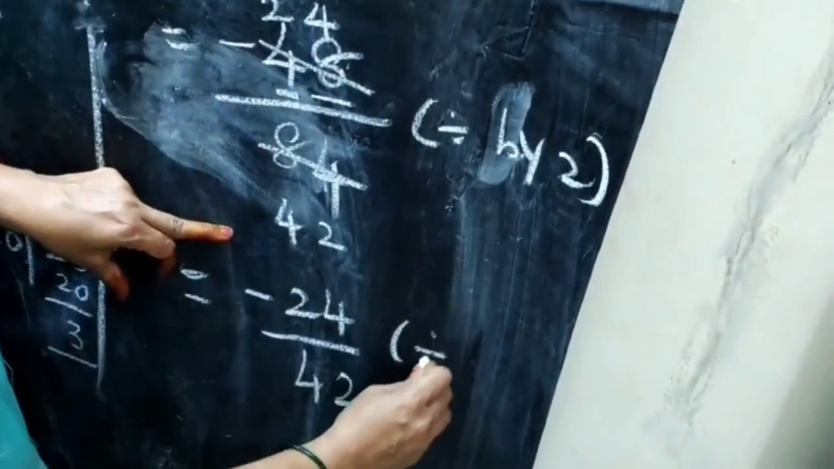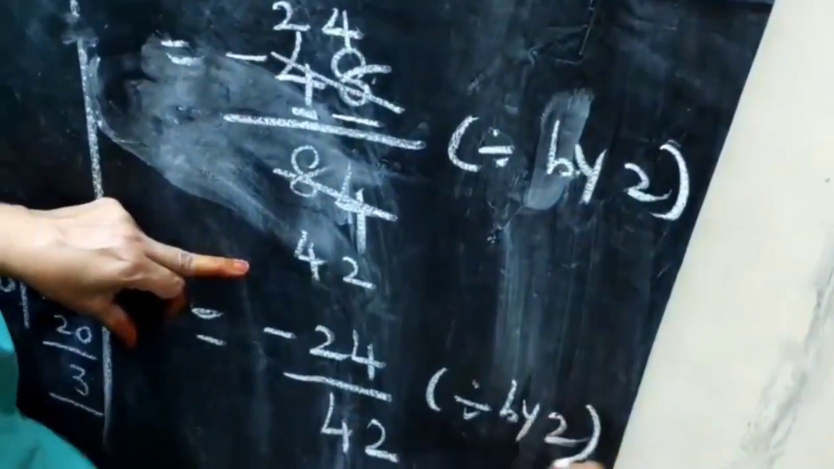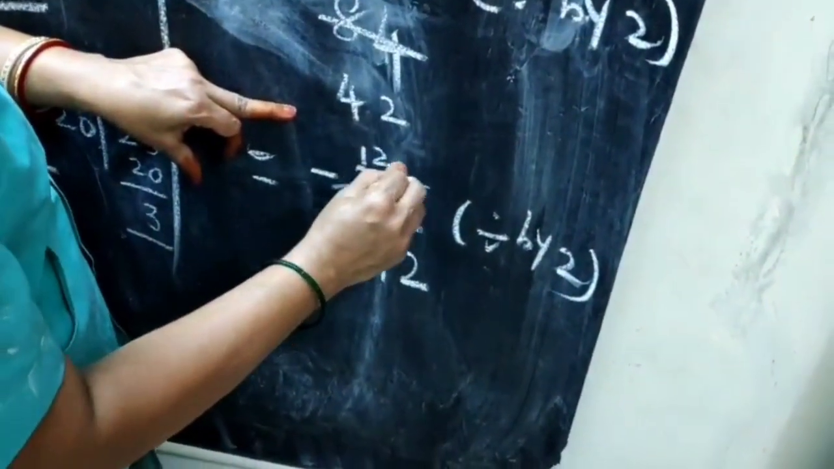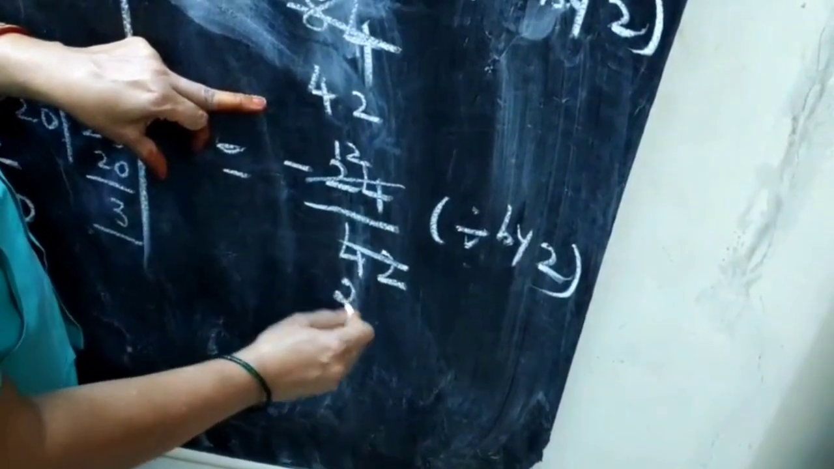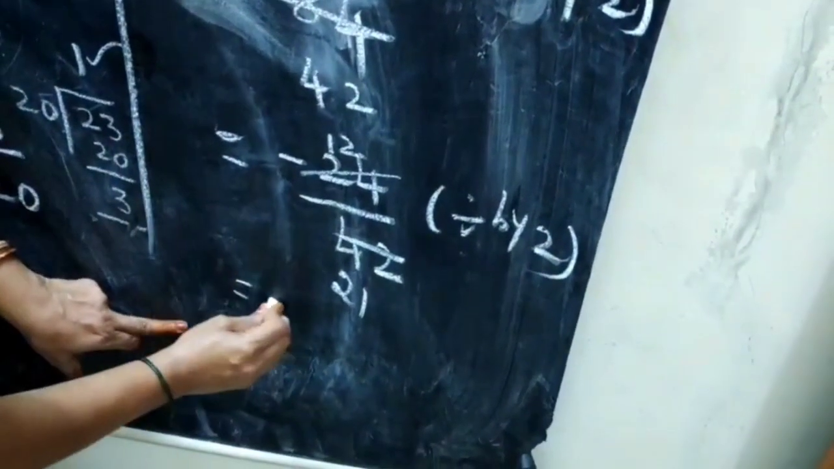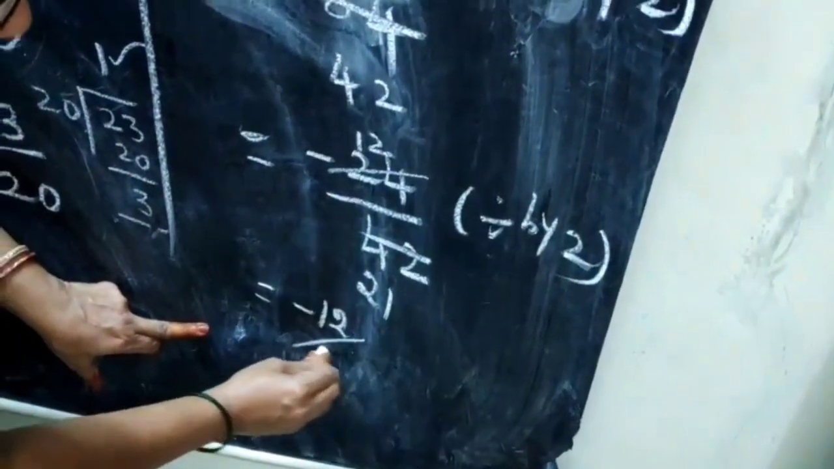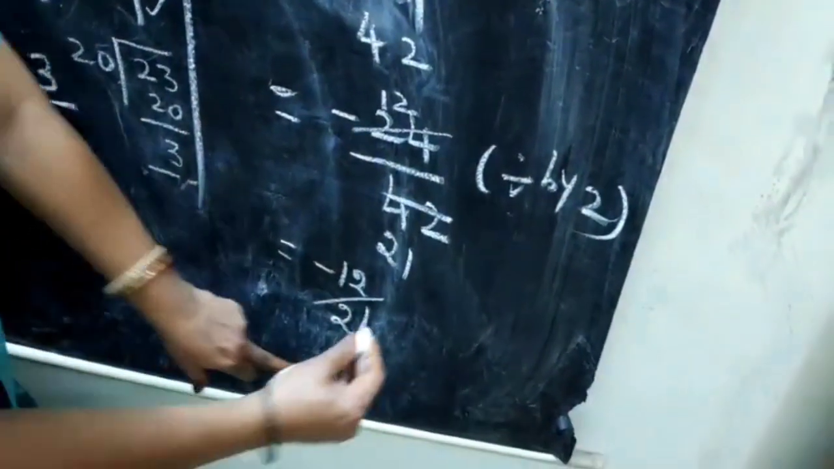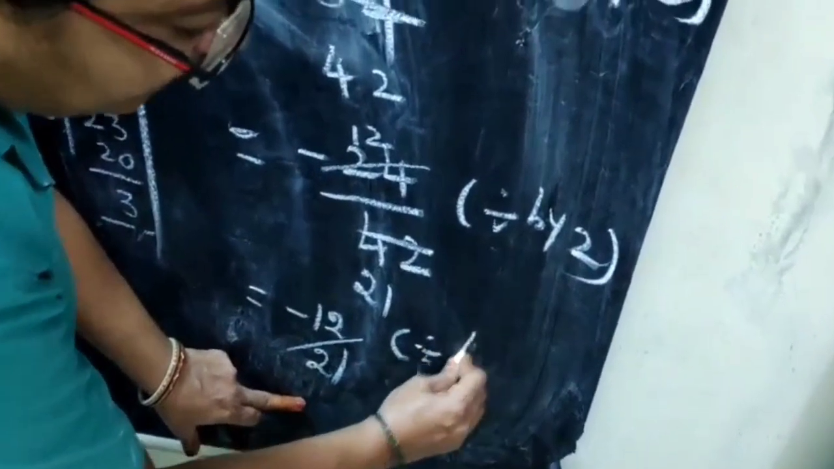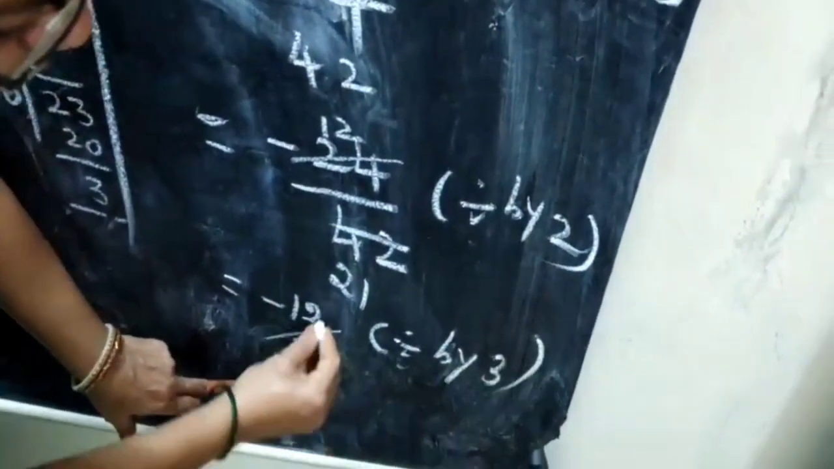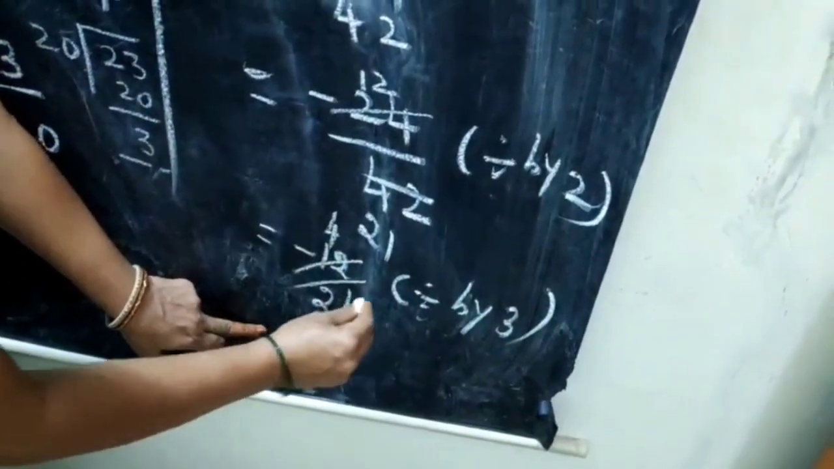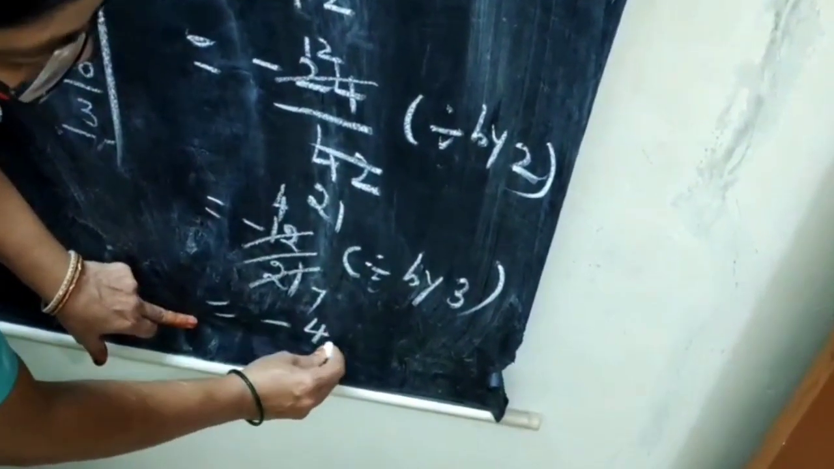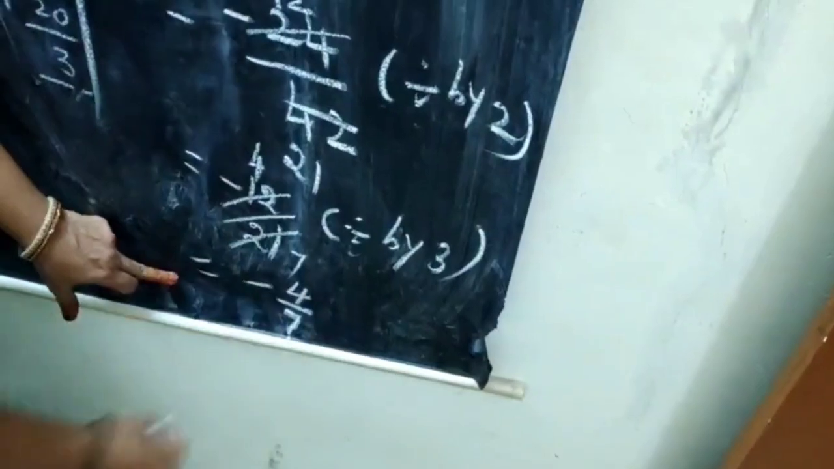Again possible in the second table. So use the second table. You strike out. 1 2 is 2. 2 2s are 4. 2 2s are 4. 1. So the answer is minus 12 by 21. Again possible. Two numbers are also possible in the same table. Which table? Third table. 1 3 is 3. 4 3s are 12. 7 3s are 21. Answer equals minus 4 by 7.